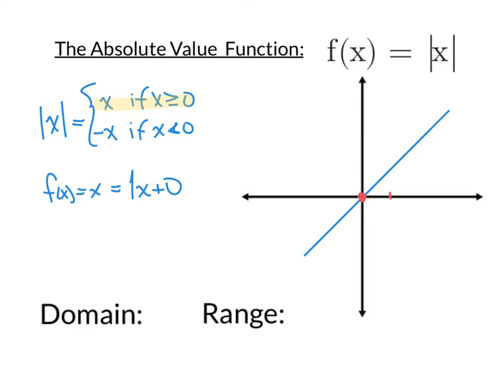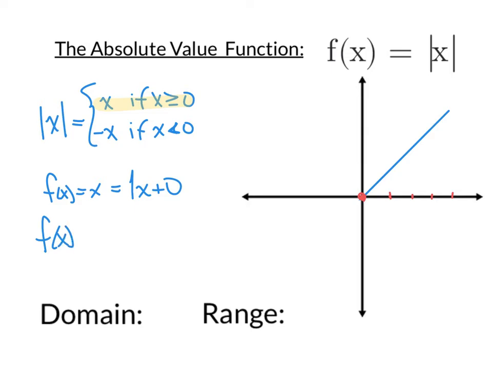And then being greater would be talking about x being 1 or 2 or 3. So we're going to keep the piece of this line that is to the right of the origin and erase everything that's to the left. So erase that part. And now we can deal with the second part of our piecewise definition.